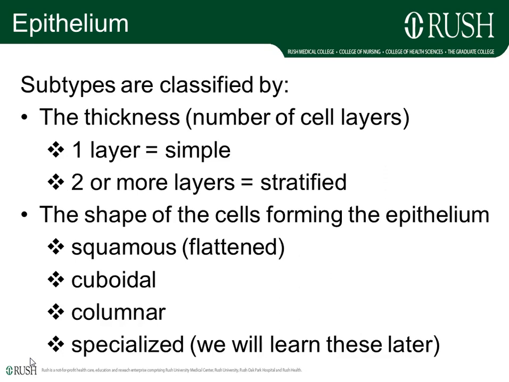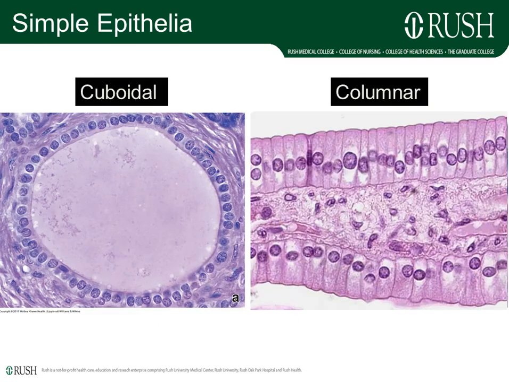So the subtypes of epithelium are classified in two ways: by the thickness of the epithelial layer and by the shape of the cells that form the epithelium. And you can have various shapes as are listed here. Here's a couple of real-life examples of simple epithelia that have only one layer thick. So these short cube-like ones are called cuboidal, so that would be simple cuboidal, and the tall ones are called columnar.